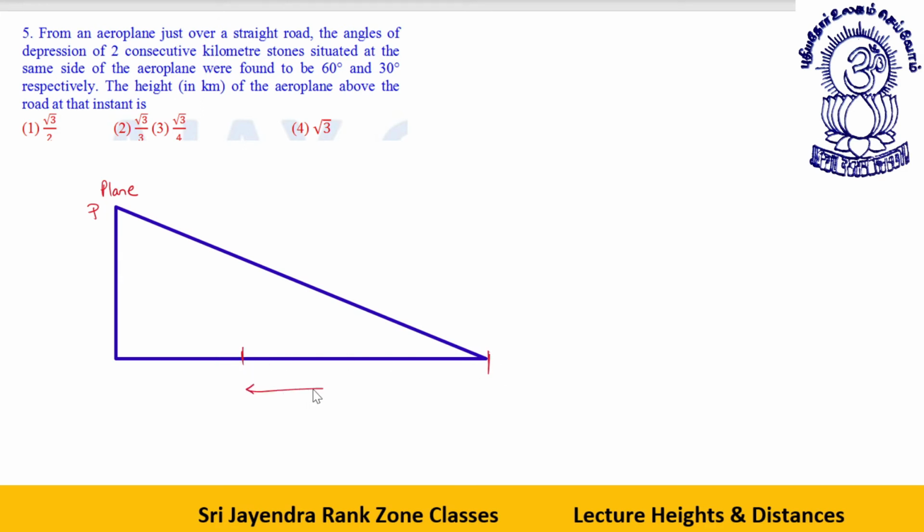You are given two consecutive kilometer stones like this. Okay, this distance is 1 kilometer. These angles are given to you at 30 degree and 60 degree. Okay, these points are B, C, D. Okay, clear?